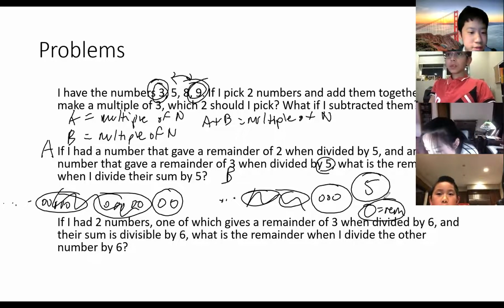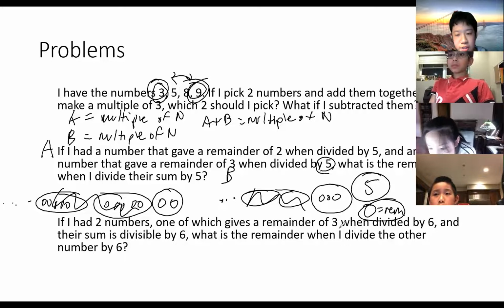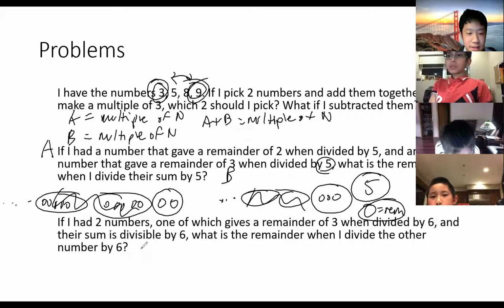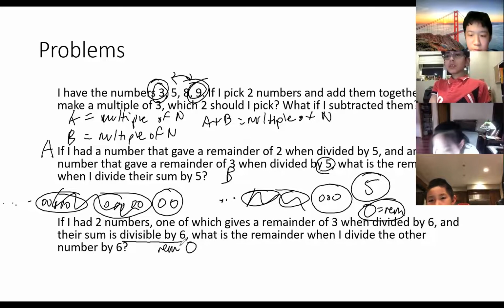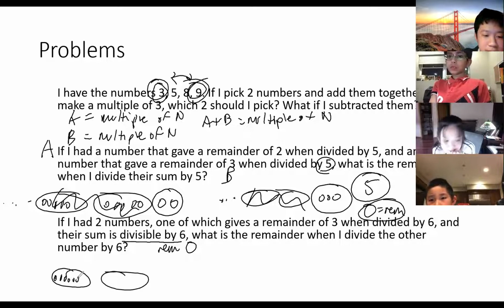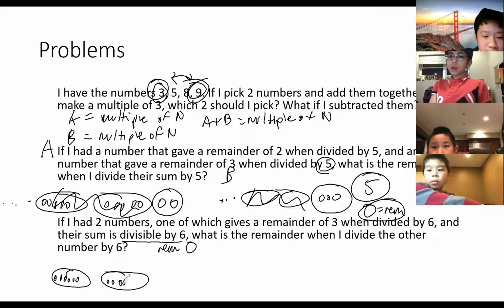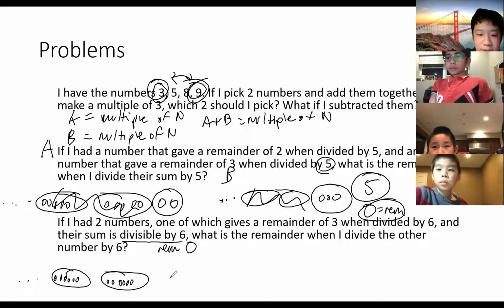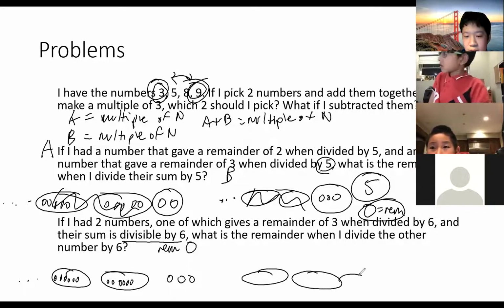And the next problem is really, really similar too. I had 2 numbers, one of which gives a remainder of 3 when divided by 6. And their sum is divisible by 6. What is the remainder when I divide the other number by 6? So when I see divisible by 6, I know that's a remainder of 0. One of the numbers gives a remainder of 3. So to visualize this number, I'm going to have these groups of 6. I don't even need to care about what they are. And I have a remainder of 3, which is the outliers. And I have another number with a certain number of groups of 6 and a certain number of outliers.